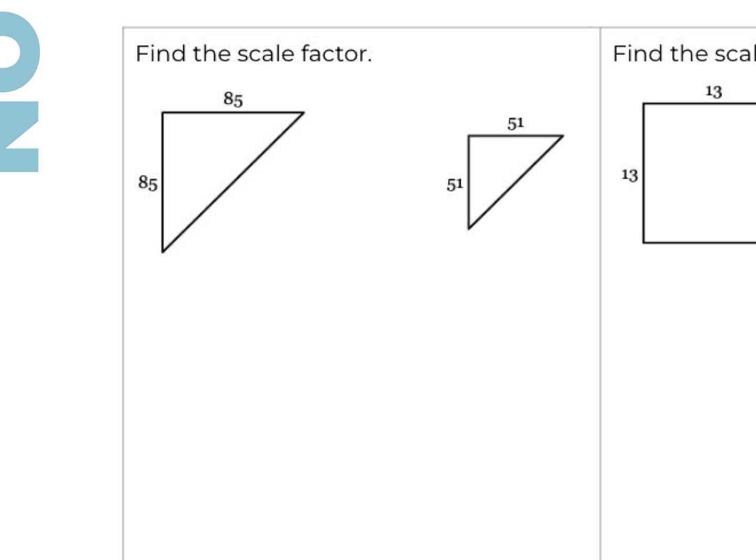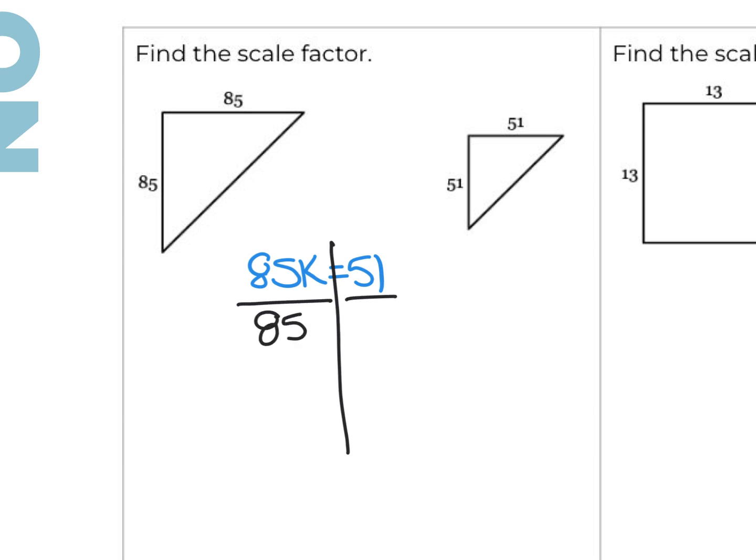Okay, McKenna, give us your original equation. 85k equals 51. When I walked around the room, I saw that most people had this. Are we good with setting up that equation? Okay, we got a little stumped, some of us, on the solving. So I saw a lot of us dividing by 85. Perfect.